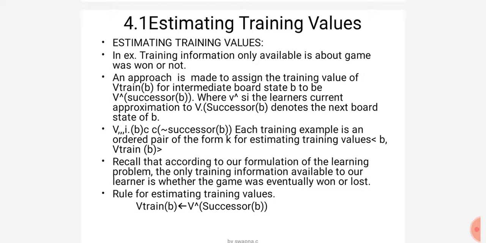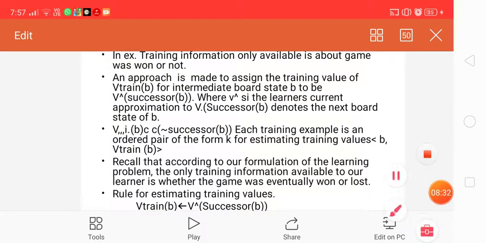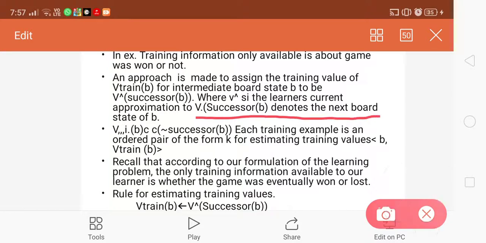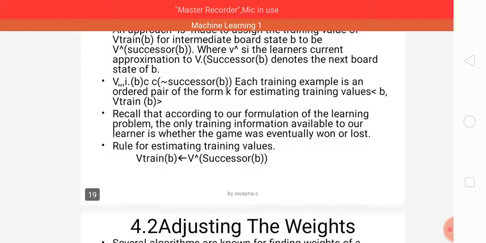For every step we consider the successor of B, which denotes the next successor state. So once again, V of the successor of B denotes the next board state of B. So this is about estimating the training values.